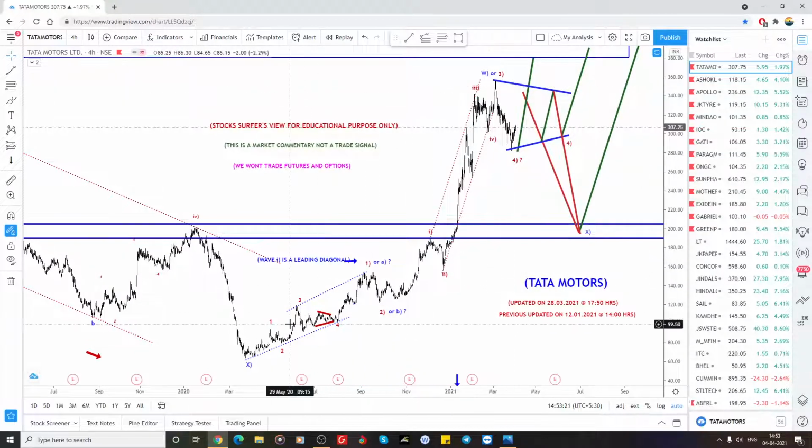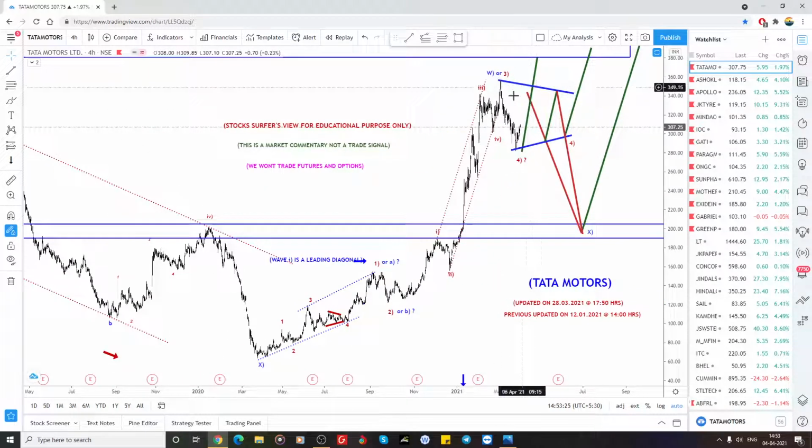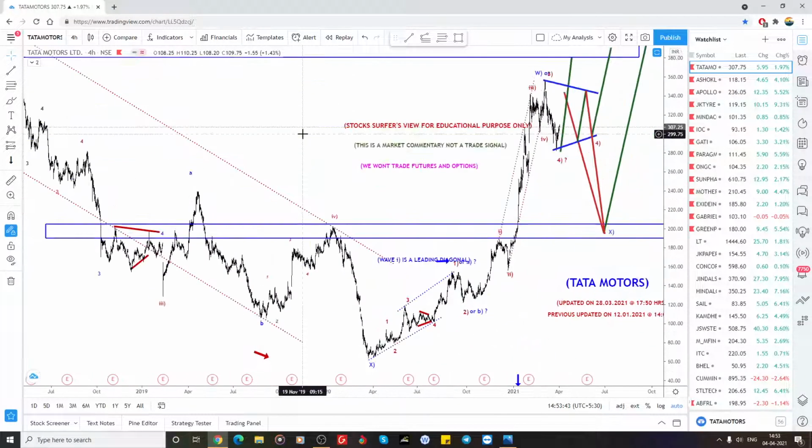So in case A, B, C is completed, it could be a W. That is why I have explained that if it breaks the high, then that will be considered as a fifth wave. So the big wave 1, 2, 3, 4, 5. After the three-wave structure, we can be on the buy side, and it will reach around the previous 600 range. It has to break.